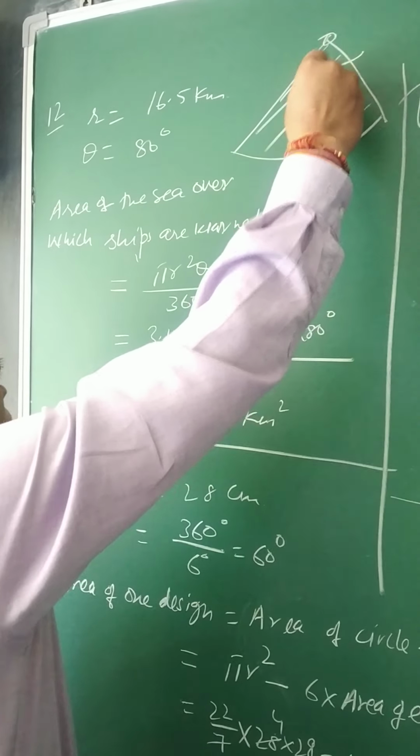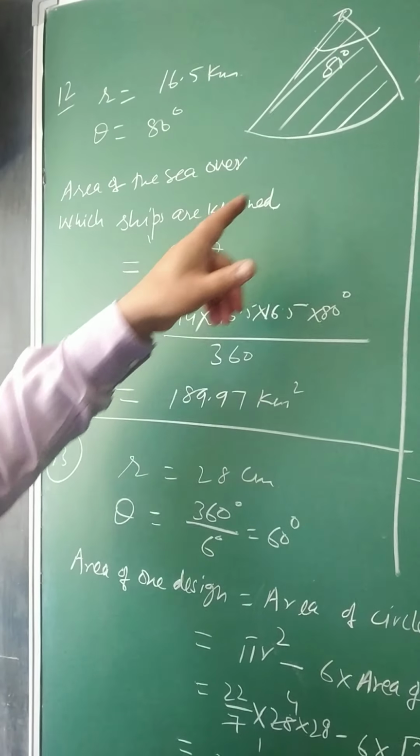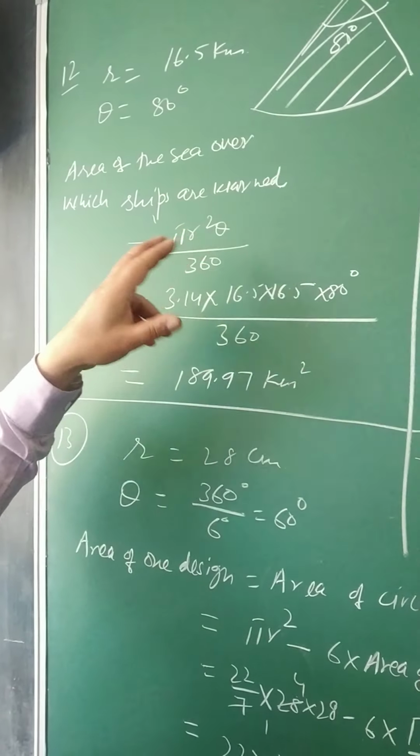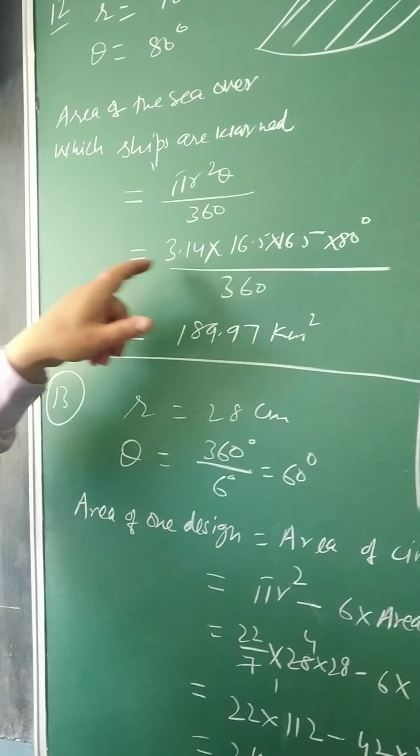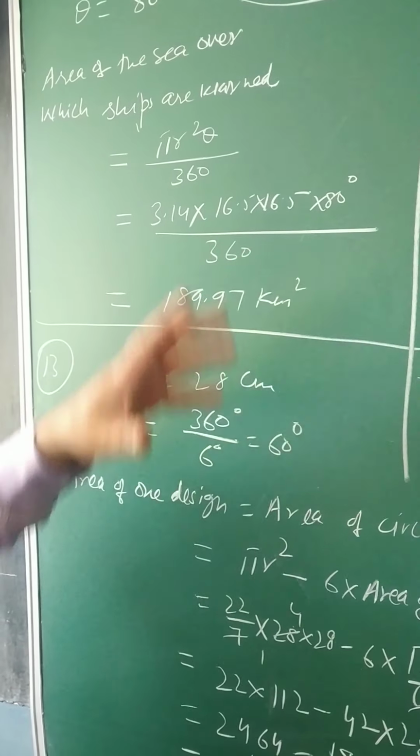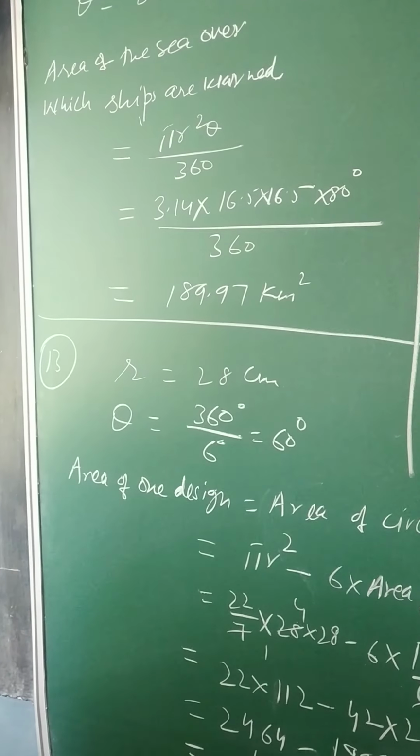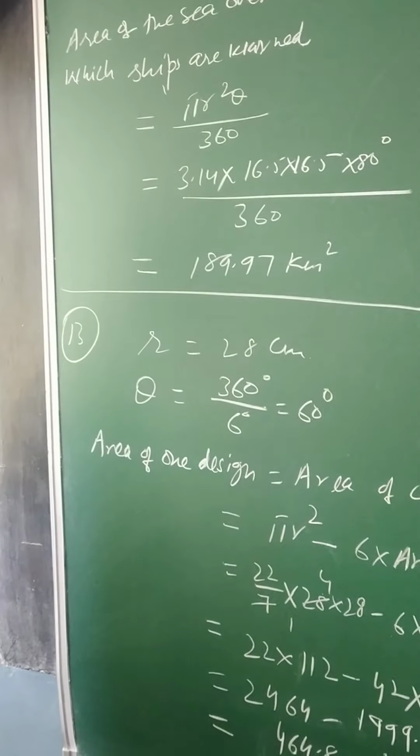that is 80 degrees, here it is. So the area of the sea over which the ships are warned is the sector formed at an angle of 80 degrees. So pi r square theta upon 360. Substitute all these values, and you will get the answer 189.97 kilometers square.